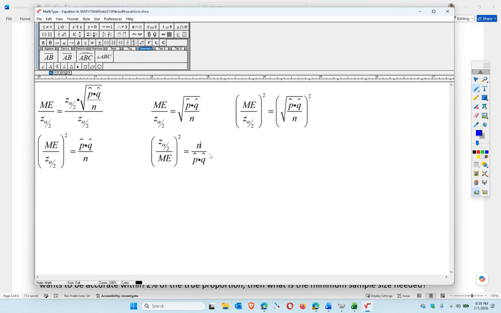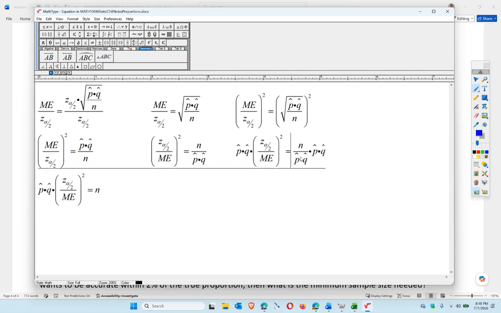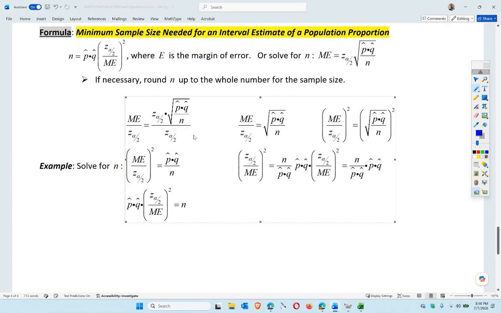Okay, so the last step is to get rid of this p and q from this side. So I'm going to multiply by p times q on the left side, and multiply by p times q on the right side. So what happens is I get this equals the n, because obviously these cancel over here, correct? So that is the formula to figure out minimum sample size, right? So if you look up here, there's our formula, correct?